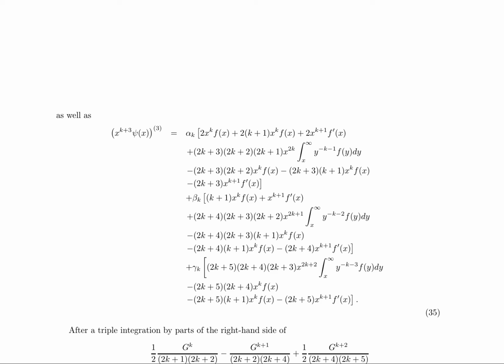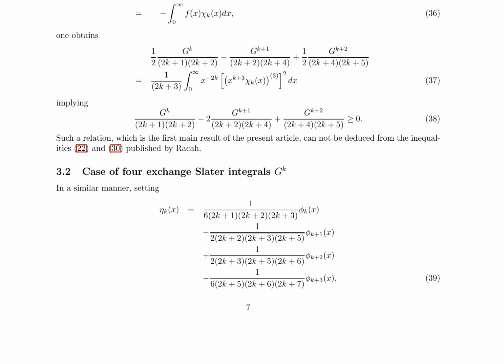The authors derive a recursive relation for the exchange-Slater integrals G^k, starting from equation 36, through a triple integration by parts, resulting in equation 37. This relation implies inequality 38, demonstrating that G^k(2k+1, 2k+2), 2G^{k+1}(2k+2, 2k+4), plus G^{k+2}(2k+4, 2k+5), is greater than or equal to 0. This relation cannot be deduced from previously published inequalities.